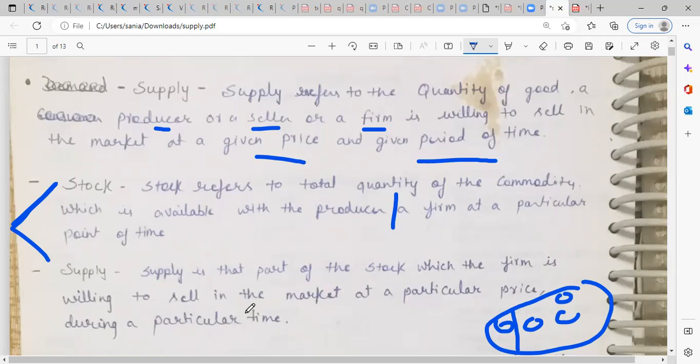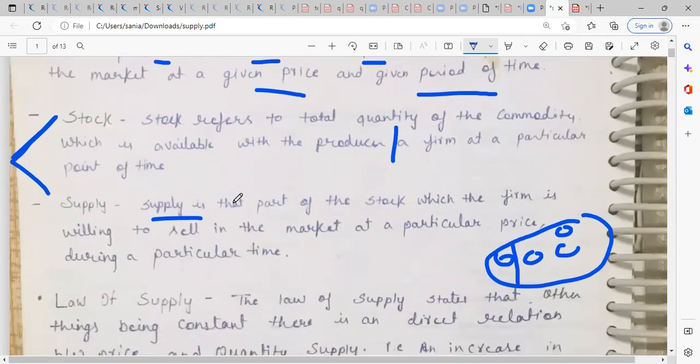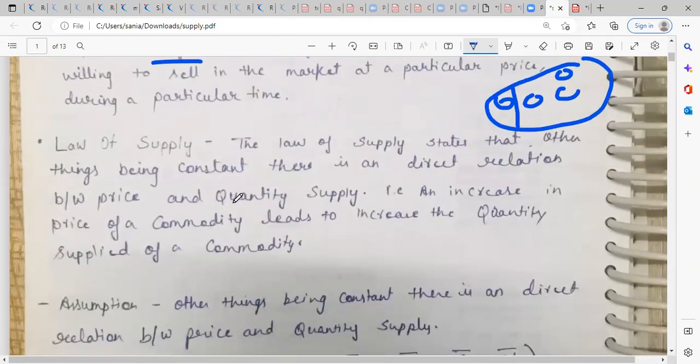Sometimes the question comes whether supply is a part of stock or stock is a part of supply. So remember, supply is a part of stock, not stock is the part of supply. Clear? Okay. Now, as we did law of demand, now it is law of supply.